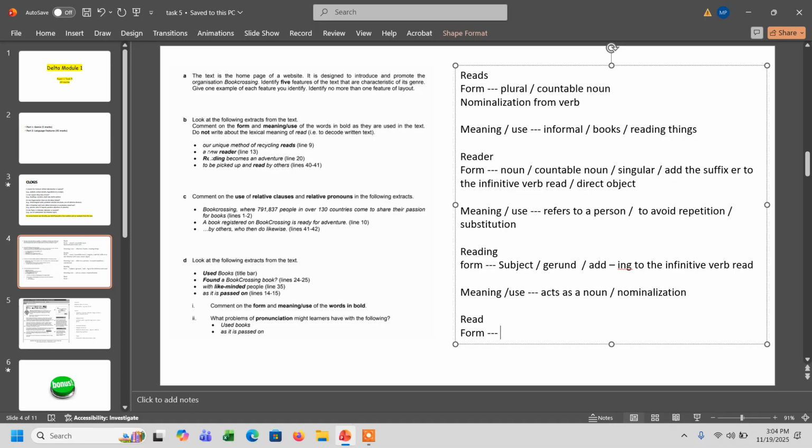The last one is "picked up and read by others." So, picked up and read. This is the passive form. Regular verbs have the same pattern, the same spelling as the base form of the verb read. Okay.